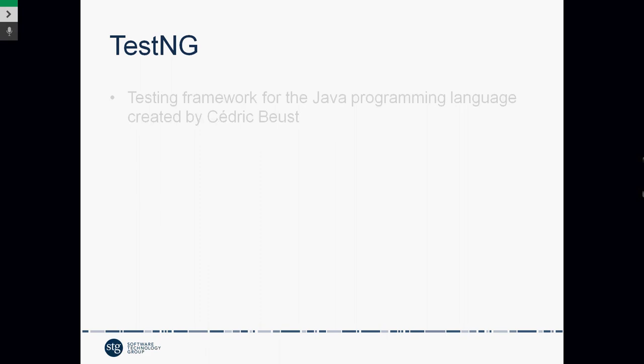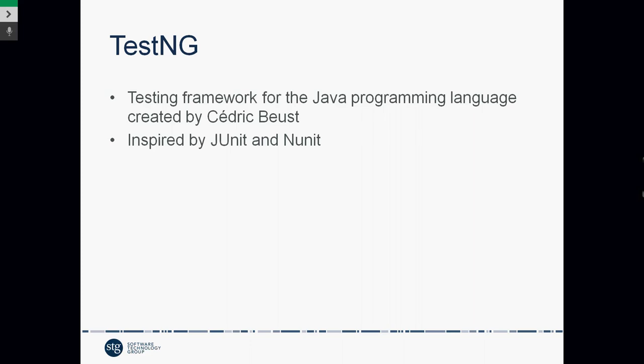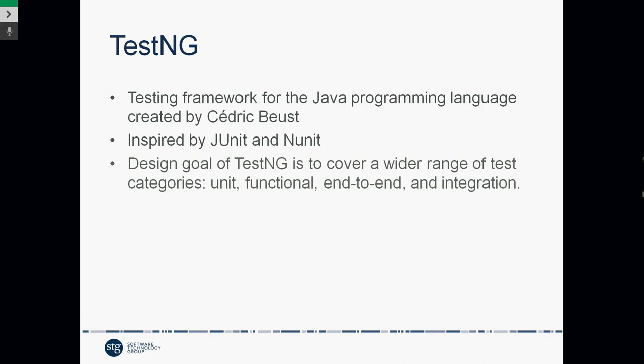TestNG is a testing framework that gives you annotations, created by Cedric Beust, inspired by JUnit and NUnit. So basically, it's an extension of JUnit and NUnit. Everything that exists in JUnit and NUnit is part of TestNG as well. The goal of TestNG is to cover a wider range of testing categories, whether it's unit, functional, end-to-end, or integration.